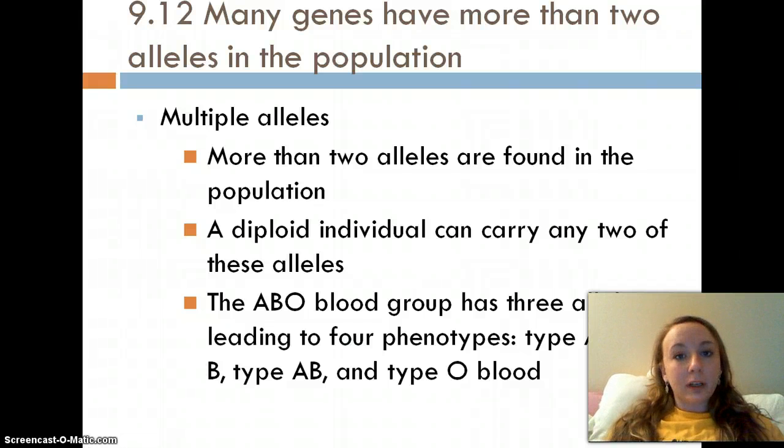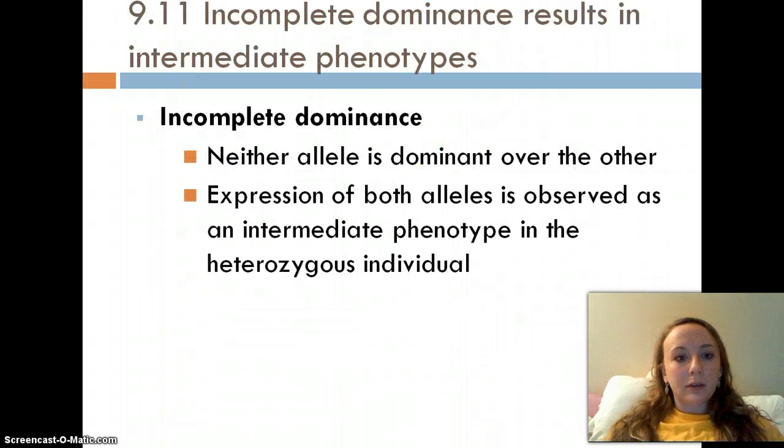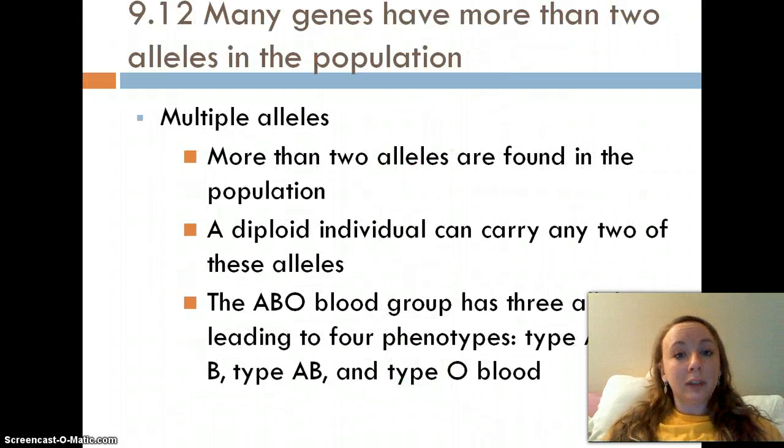So now we're going to move away from incomplete dominance, and talk about genes that have multiple alleles in the population. So with multiple alleles, more than 2 alleles are found in the population. A diploid individual, such as you and I, can carry any 2 of these alleles.